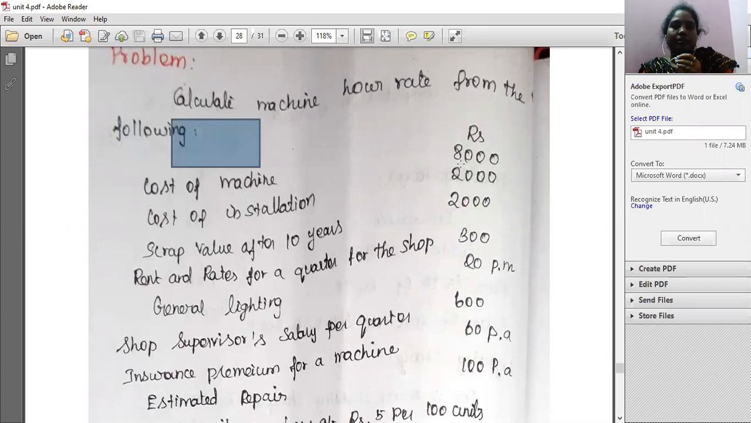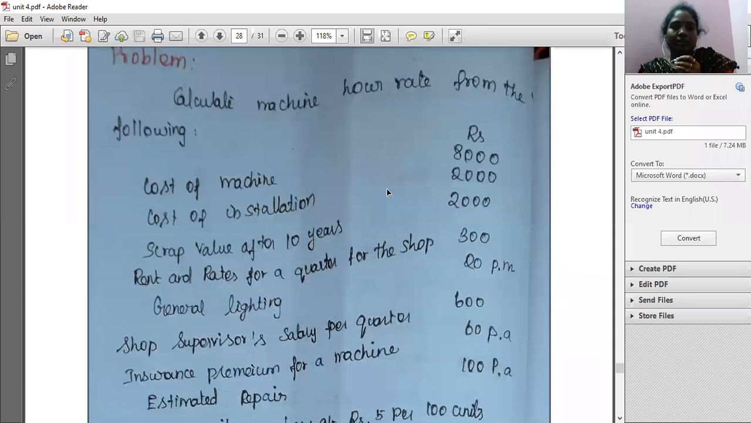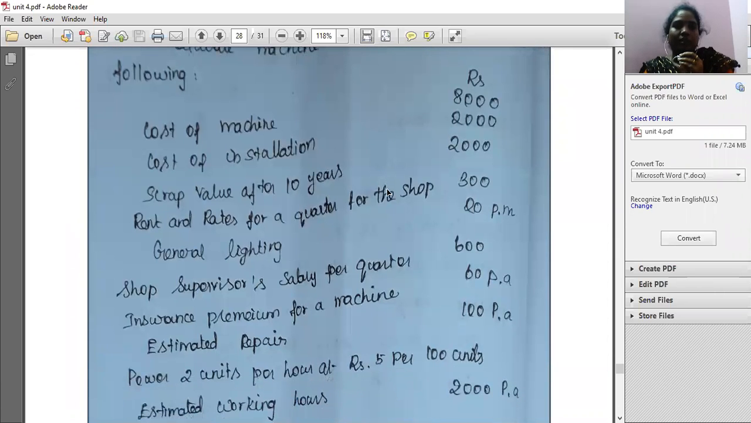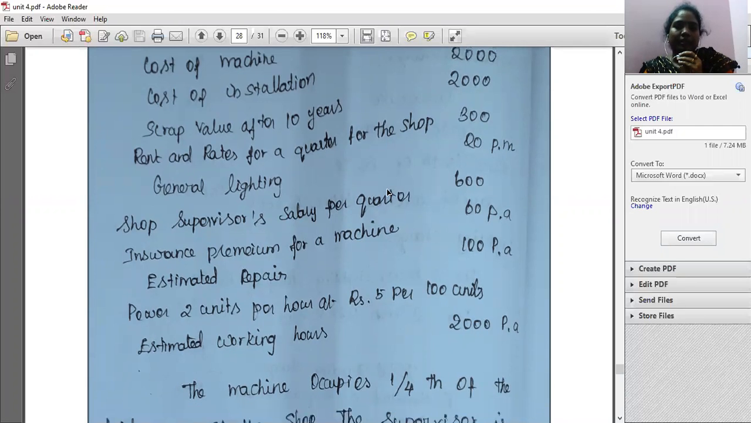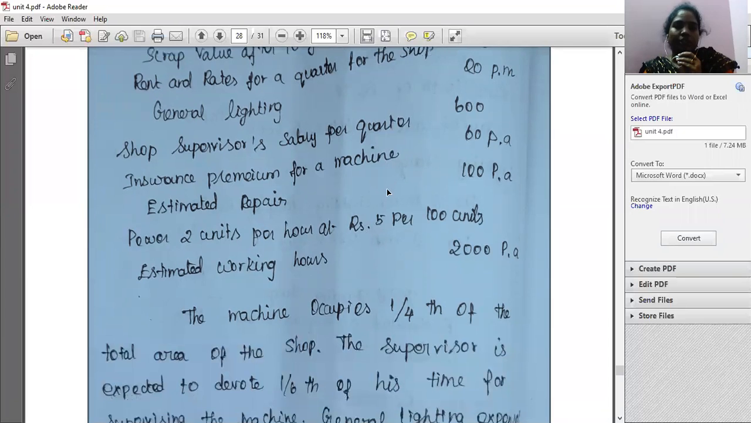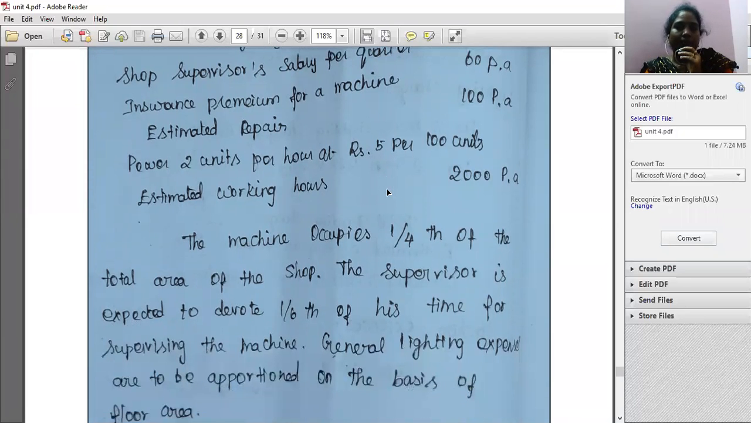Cost of machine rupees 8,000, cost of installation rupees 2,000, scrap value after 10 years 2,000, rent and taxes rates for a quarter for the shop 300, general lighting 20 per month, shop supervisor salary per quarter 600, insurance premium for a machine 60 per annum, estimated repair 100 per annum, power 2 units per hour at rupees 5 per 100 units, estimated working hours 2000 per annum.